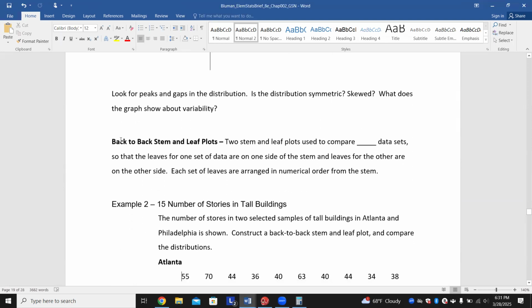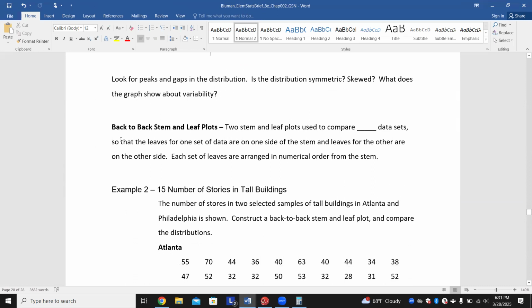So we look for peaks and gaps in the distribution. Is the distribution symmetric? Is it skewed? What does the graph show about the variability of what we're seeing? And you can kind of illustrate that it looks like it peaks at the 140 marks.